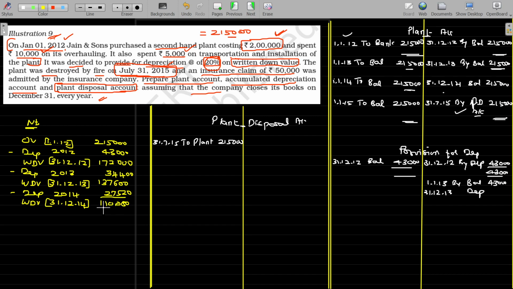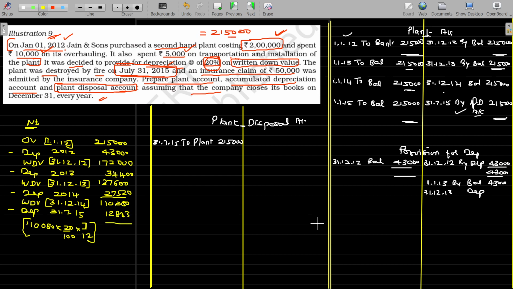1,10,080. Now the last year depreciation will be provided up to the date of sale. The date of sale happens on 31/7/15. Seven months' depreciation to be provided, right? So 1,10,080 into the rate of depreciation being 20%. Now the period for which we are supposed to calculate is 7 months only, so into 7/12. What is the ultimate value? 12,843. Am I right? 843. Okay.